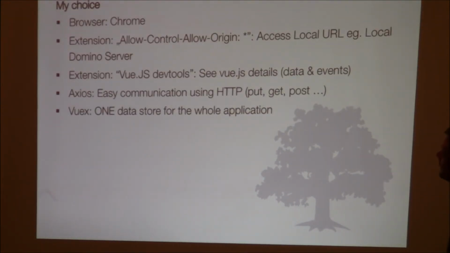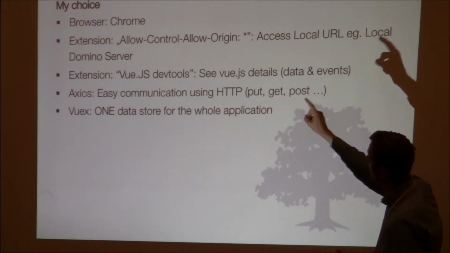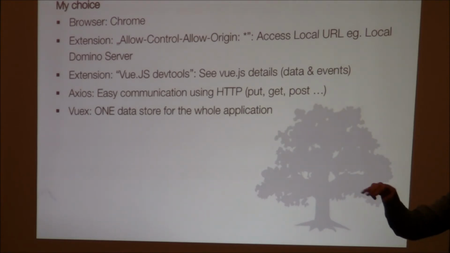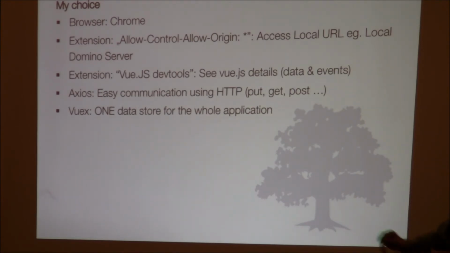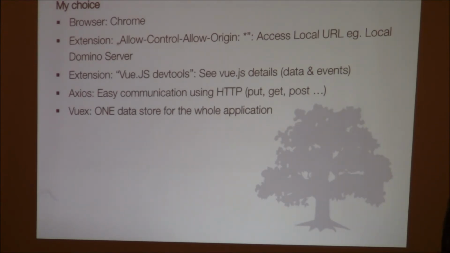What else helps in development? Browser. I use Chrome, I like it much. There's one extension, Allow-Control-Allow-Origin: star. This is for if you have a local Domino server and you want to access the local server, and it is using a different port. Chrome says you are not allowed because of cross-site scripting restrictions. By using this tool, you can disable this functionality, and then it works.